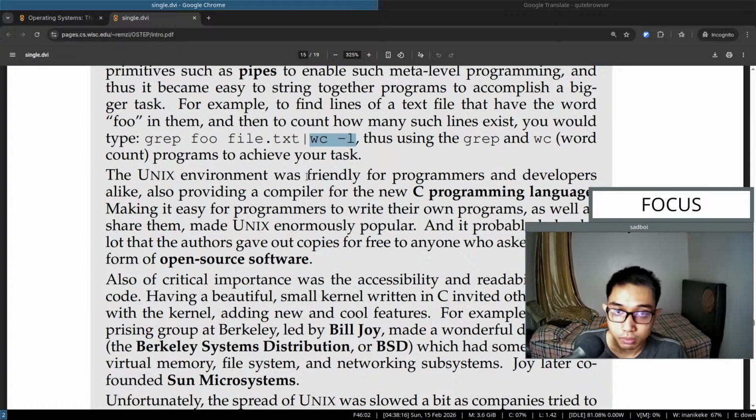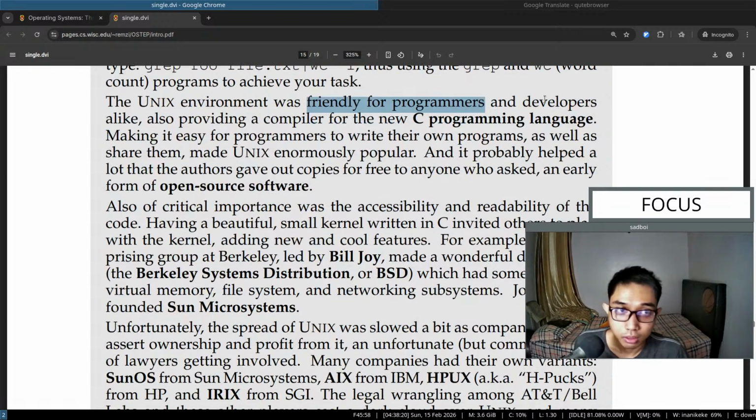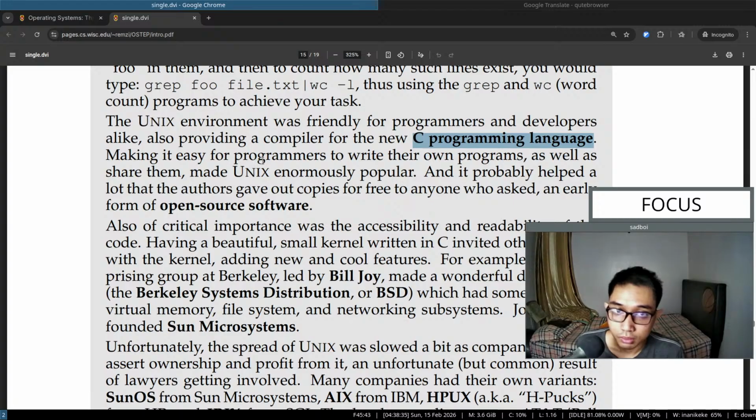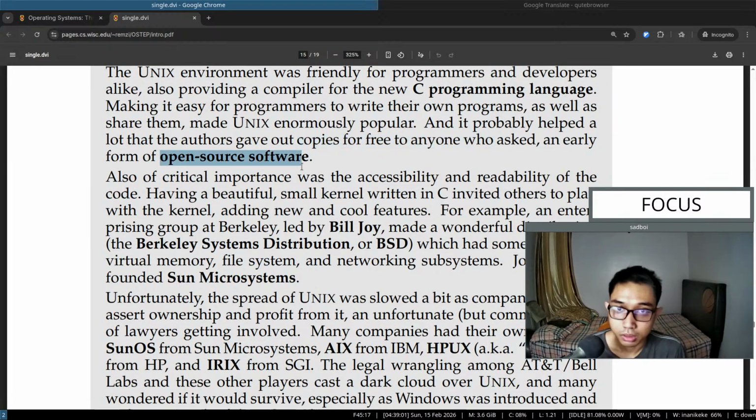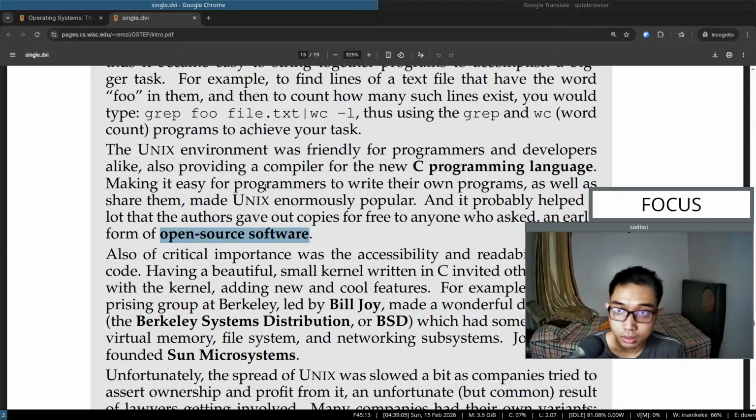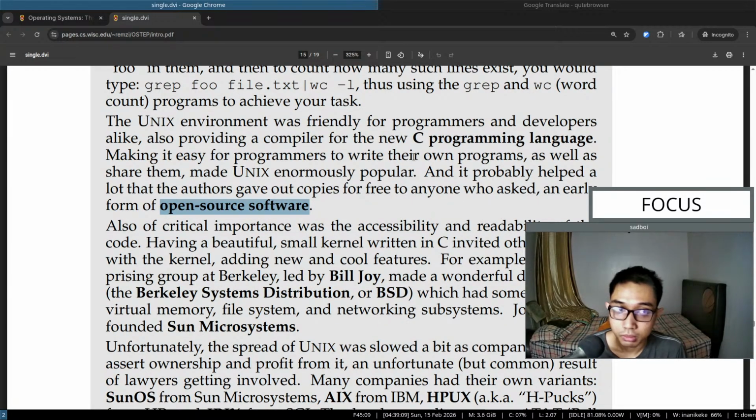The Unix environment was friendly for programmers and developers alike, also providing a compiler for the new C programming language, making it easy for programmers to write their own programs. This made Unix enormously popular, and it probably helped a lot that the authors gave out copies for free to anyone who asked, an early form of open source software.